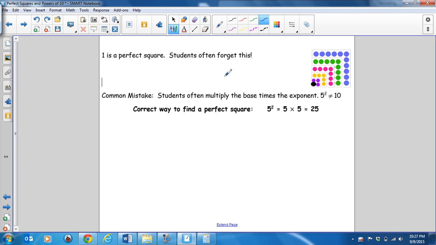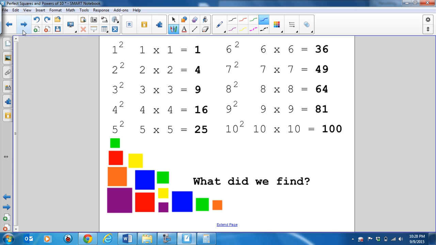So 1 is a perfect square. You'll see I added a black dot over here. Students quite frequently forget that 1 times 1 is a perfect square. And I do want to point out the most common mistake I see: students want to just say 5 times 2 equals 10. 5 squared does not equal 10. That's why this line is going through it, because 5 squared means 5 times 5. 5 times 5 is 25.